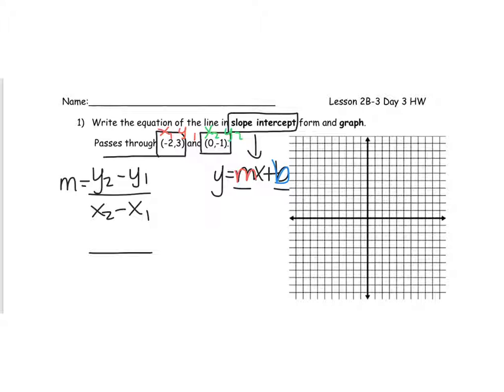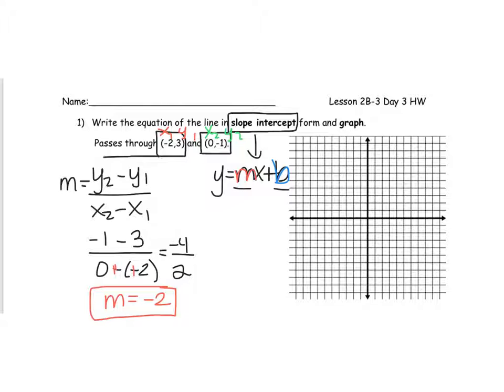So y2, -1, minus 3, minus y1, over x2, which is 0, minus 2. So we have -4 over -2, so m in this case is equal to -2. So that's our rate of change.